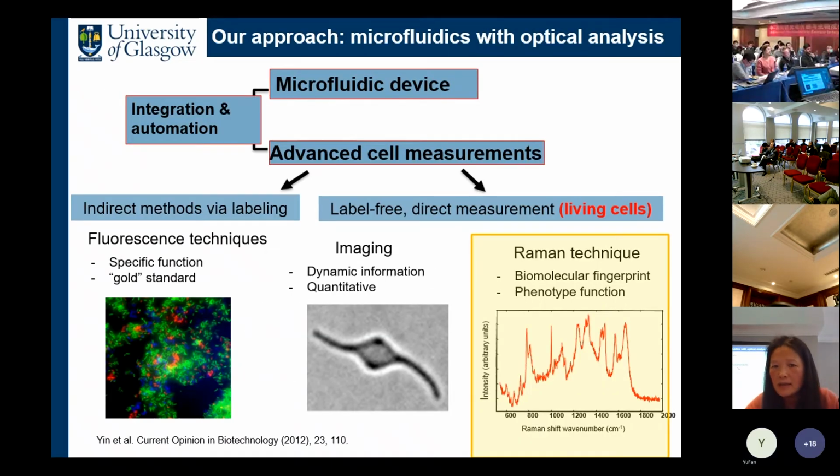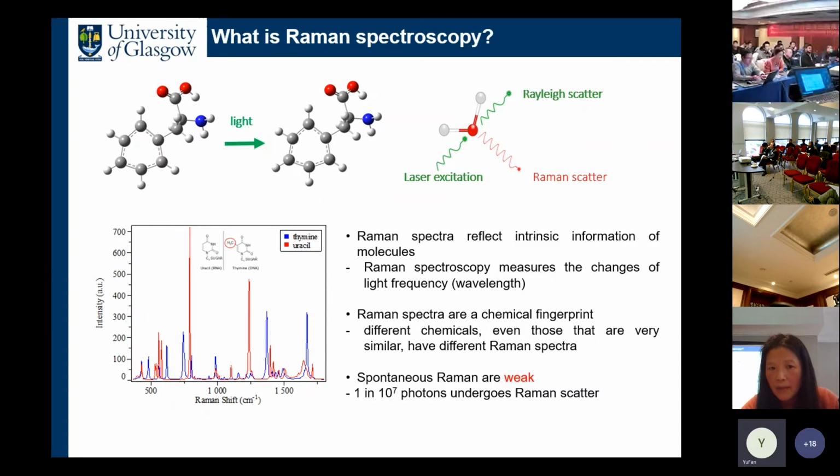So this comes to my second part of the talk, the Raman spectroscopy-based technique. First, I will give you a very brief introduction to Raman. It measures the vibrational energy of chemical bonds, and therefore it reflects the intrinsic information of chemicals. Because of that, even molecules that are quite similar, with similar structures, will show very different Raman spectra. And that is why we call them Raman fingerprints.